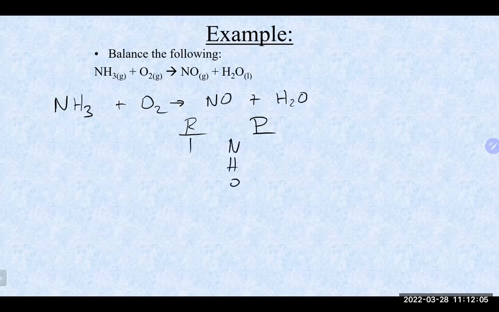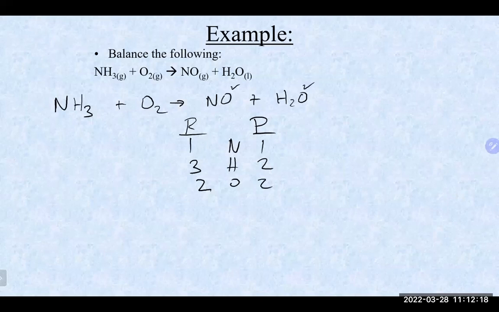Left-hand side, 1 nitrogen, right-hand side, 1 nitrogen. Left-hand side, 3 hydrogens, 2 hydrogens on the right. Left-hand side, 2 oxygens, and on the right 1 oxygen and 1 oxygen, which gives us 2. So obviously everything's balanced except for the hydrogen. So probably would make sense to go on both sides in this case. Since we have 3 and 2, a common number there would be 6. To get my hydrogen on the right to 6, I need a 3. To get my hydrogen to 6 on the left there, I do need a 2.